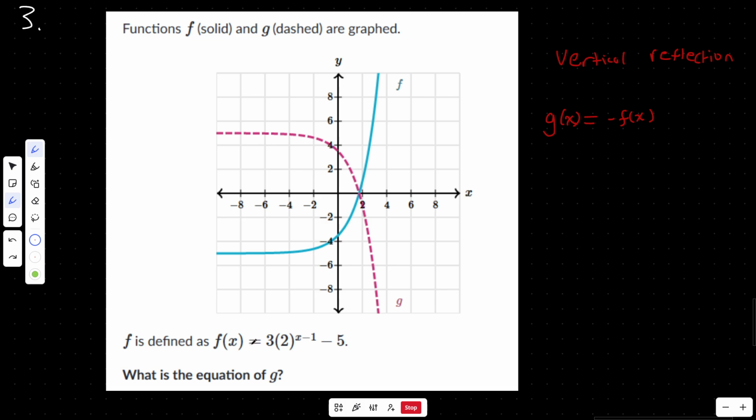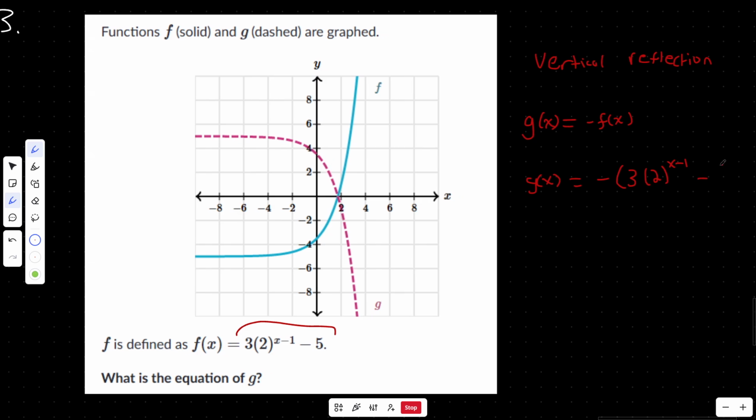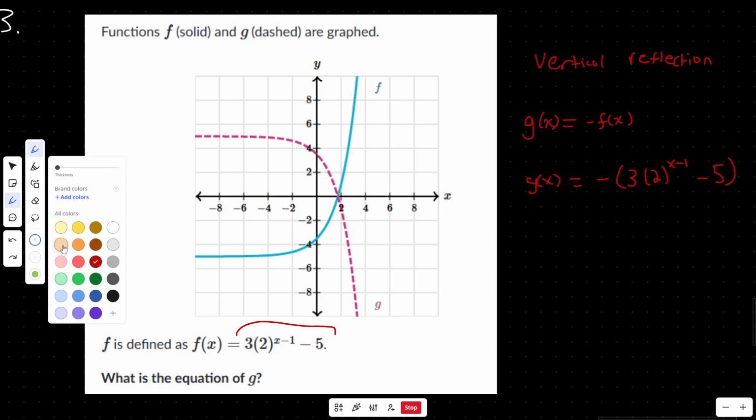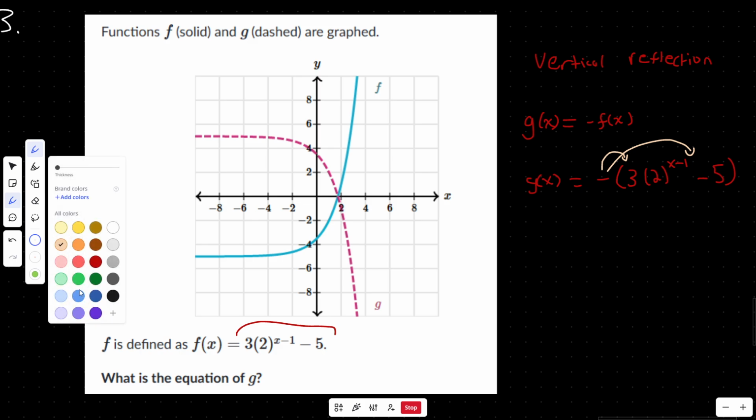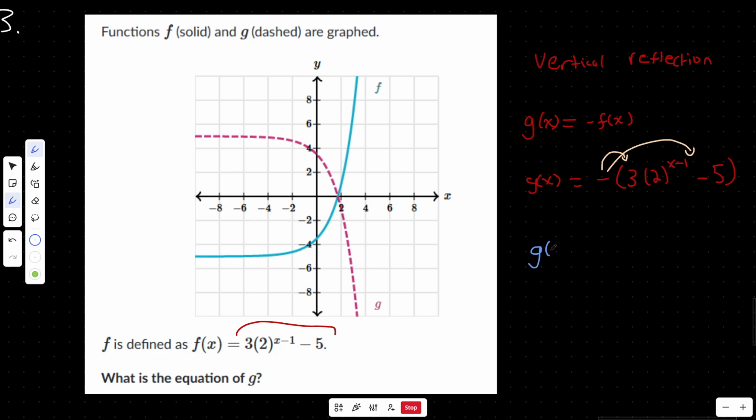So we can expand this out since we know our f of x, so we can say g of x is equal to minus 3 times 2 to the x minus 1 minus 5. So we can distribute the negative in now. Distribute this negative, and we're left with g of x is equal to negative 3 times 2 to the x minus 1 plus 5.